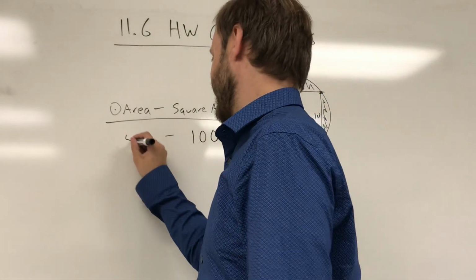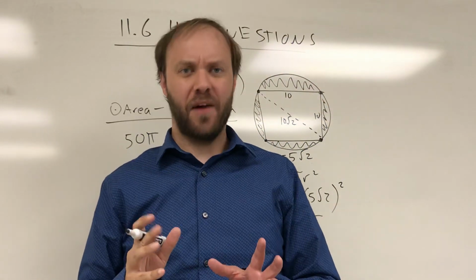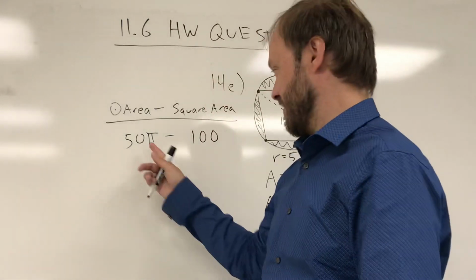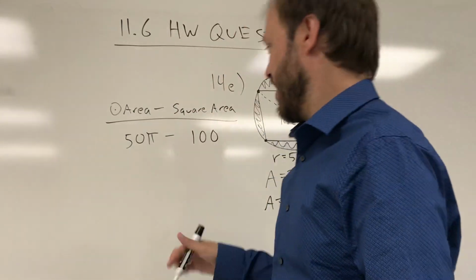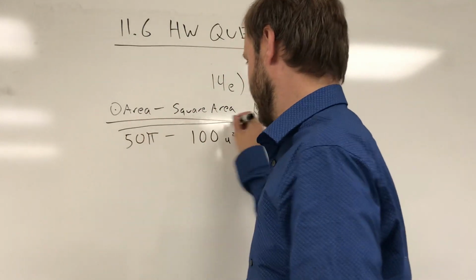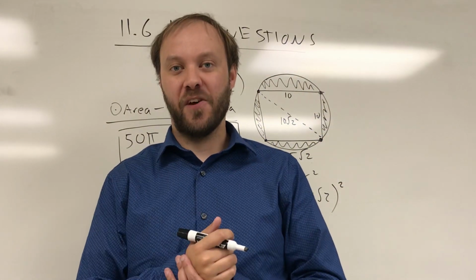Okay, so we can write this as 50 pi minus 100. I don't think the question says to round, so leave it in exact form. And again, these are not like terms. This is 50 pi's, this is 100 ones. That's as simplified as it's going to get. You could say 50 pi minus 100 square units. Might be good to put units in there. But otherwise, that's all that's going on there. So hope that helped.